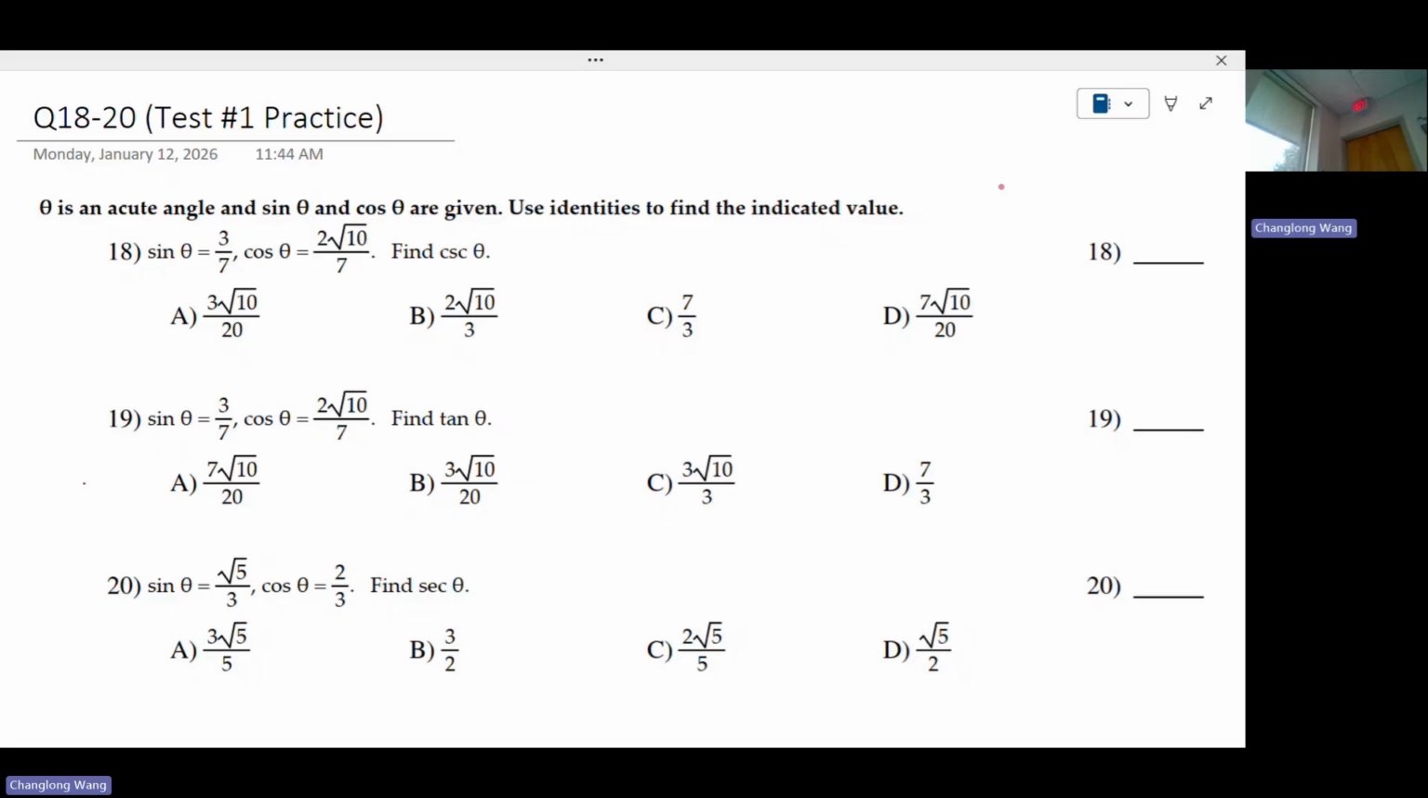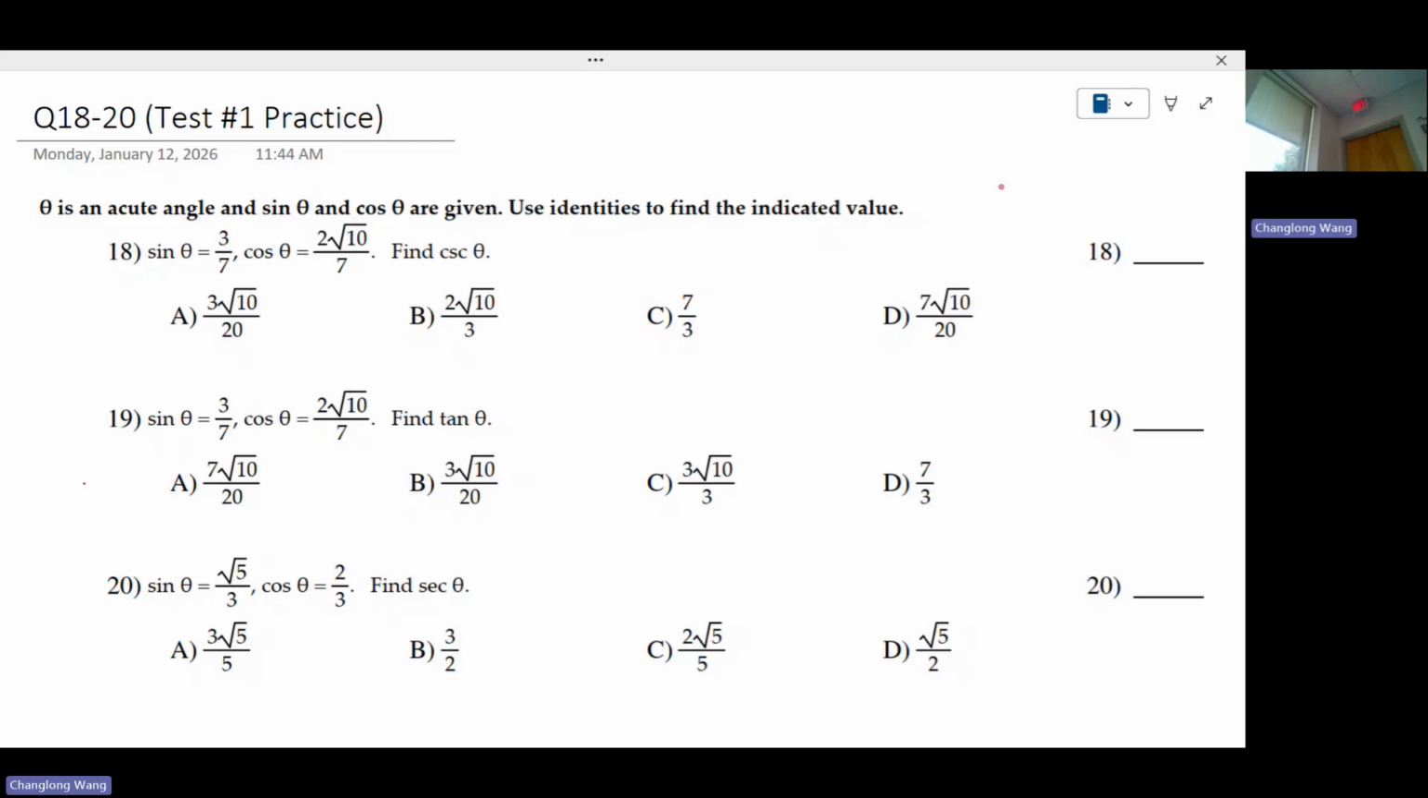Now the actual name of the identity is called the reciprocal identity. Cosecant and sine are related through the reciprocal, right? So if you already know the reciprocal, you know what the names are, exactly what you are getting.